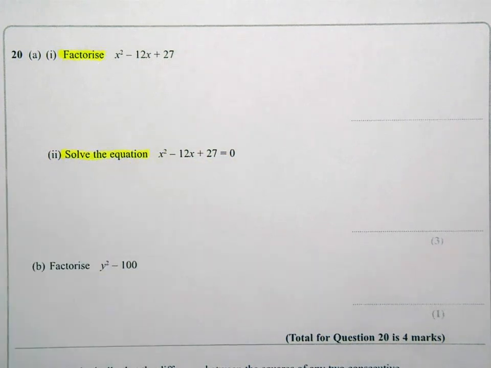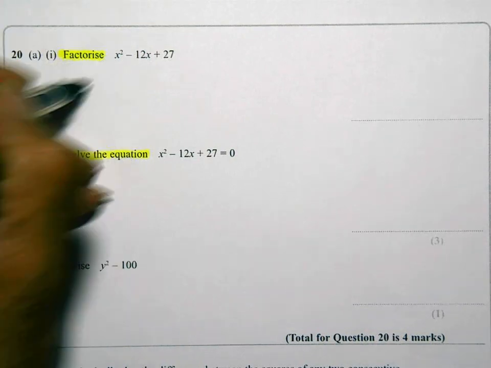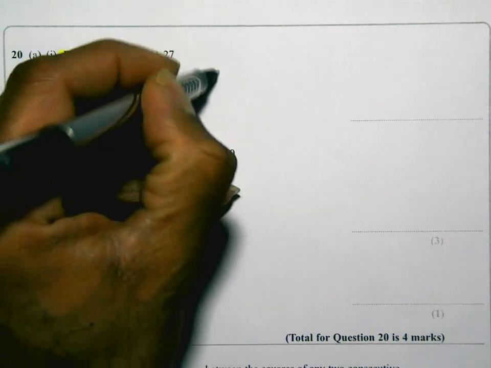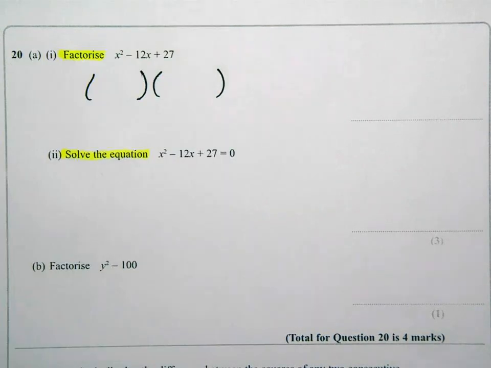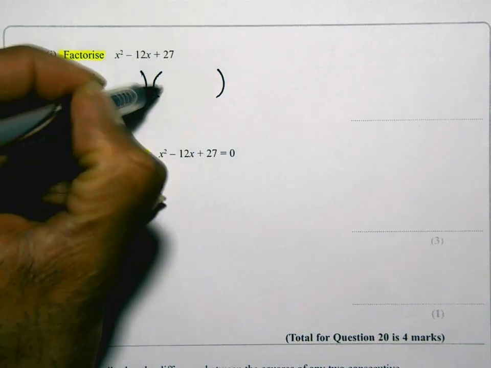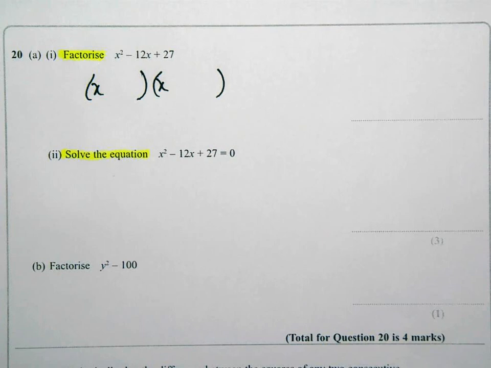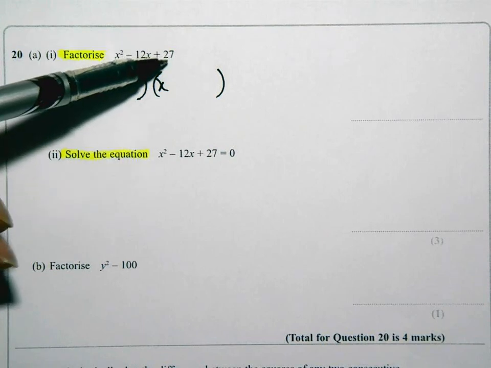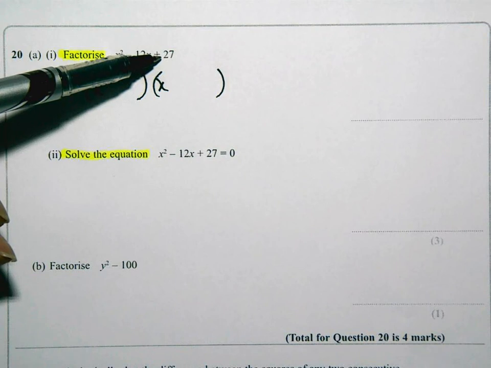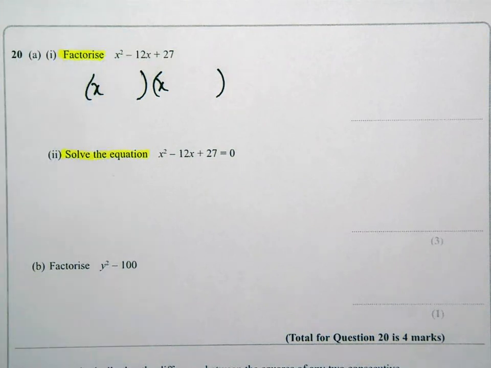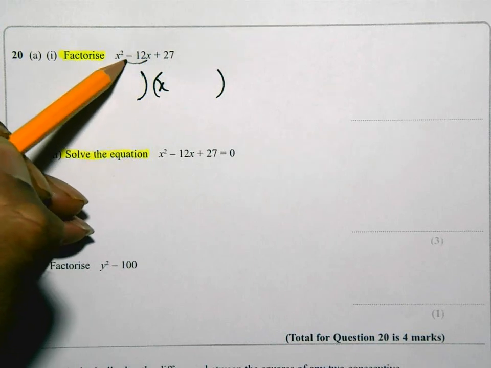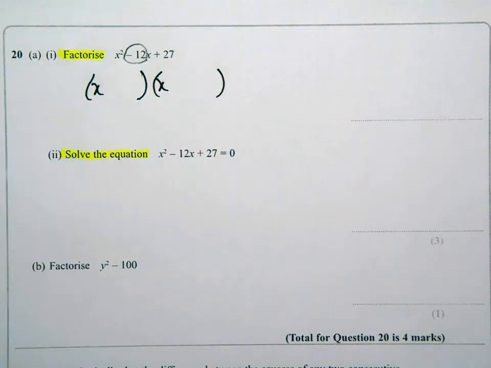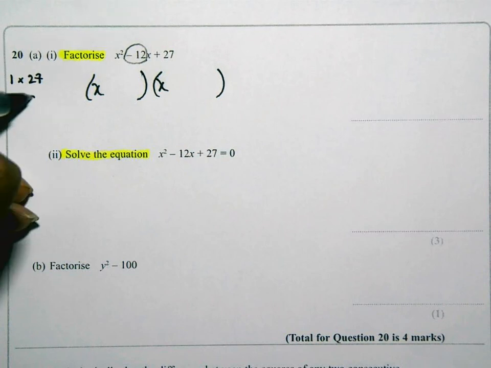This is quite a standard format of a question, right? They've used this several times in the past. Factorize means to put it into brackets, so I need to get that into a pair of brackets. It starts off with x squared, so I'll need x and x, because x times x is x squared. Now I need two numbers that multiply together to give me 27, but when I combine them, I get minus 12. That's not too bad, because 27 is 1 times 27, but also 3 times 9.